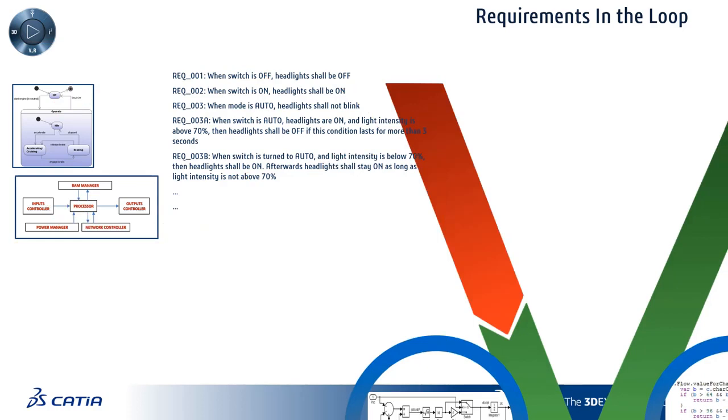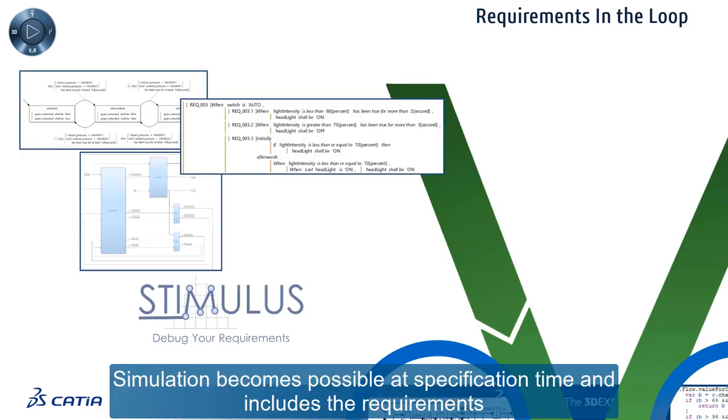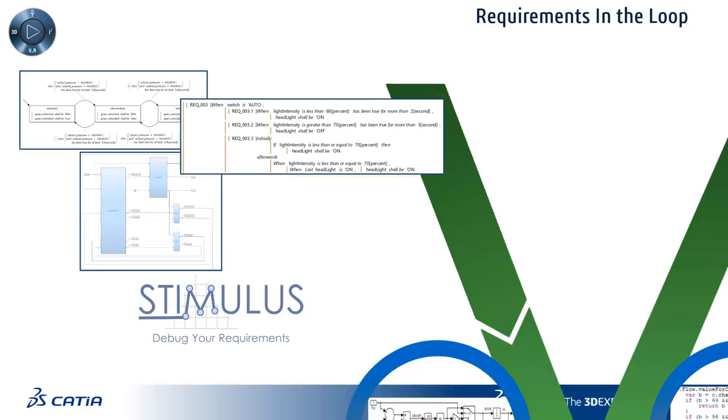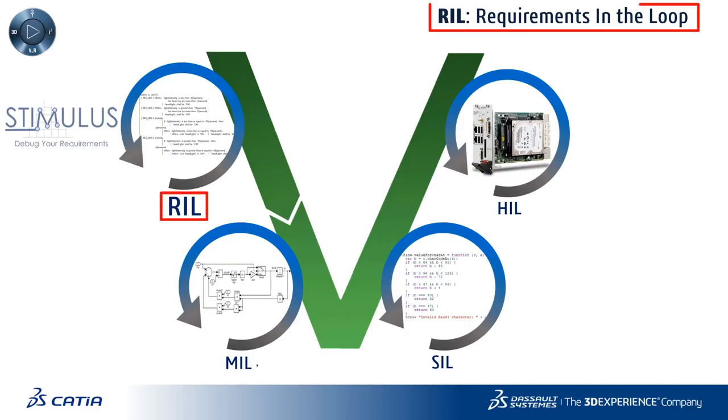ArgoSim's Stimulus tool reconciles the world of the model and the world of textual requirements, providing an earlier step for the use of simulation. Textual requirements are part of the specification, and the whole can be simulated. They are in the loop.